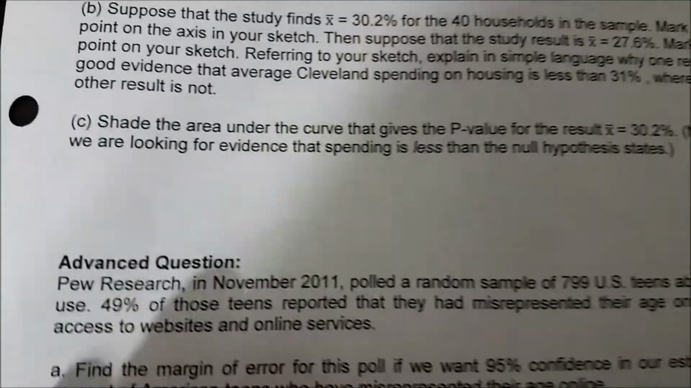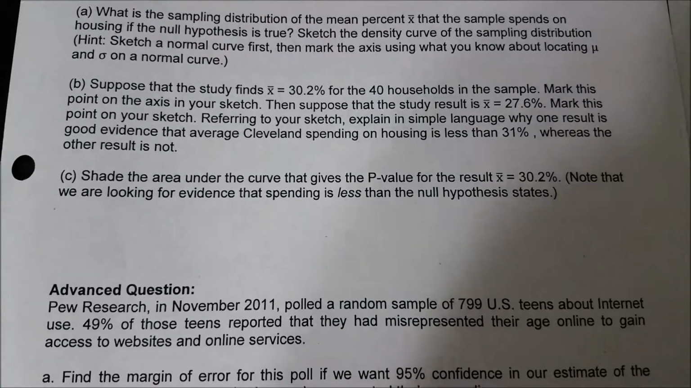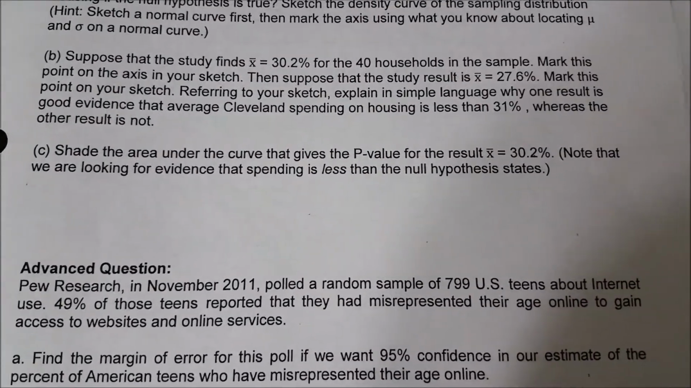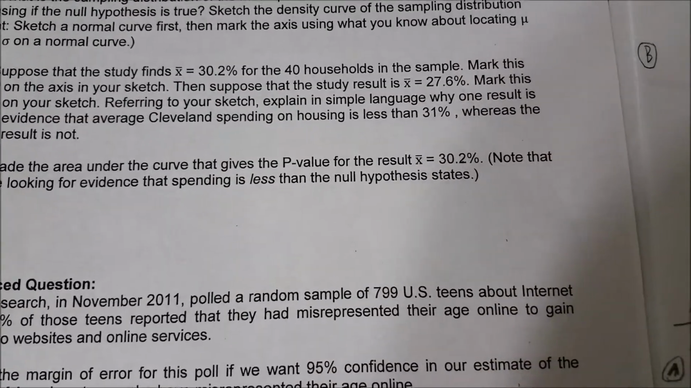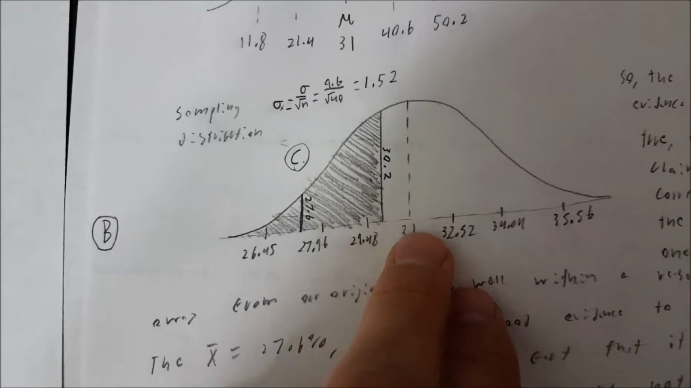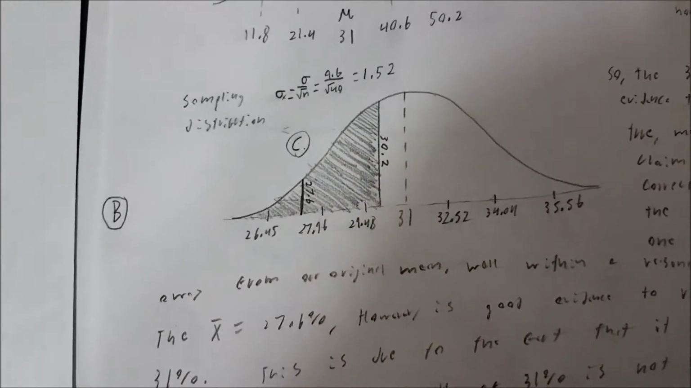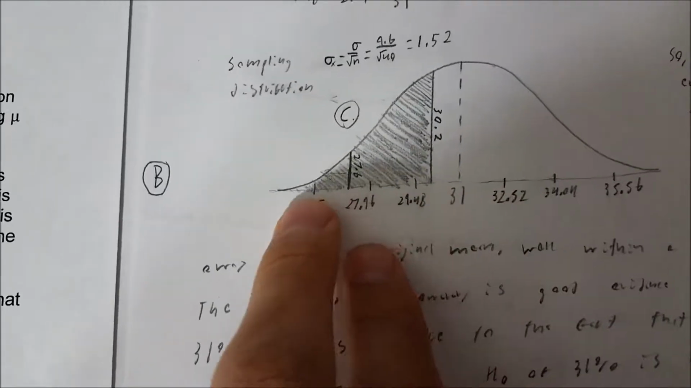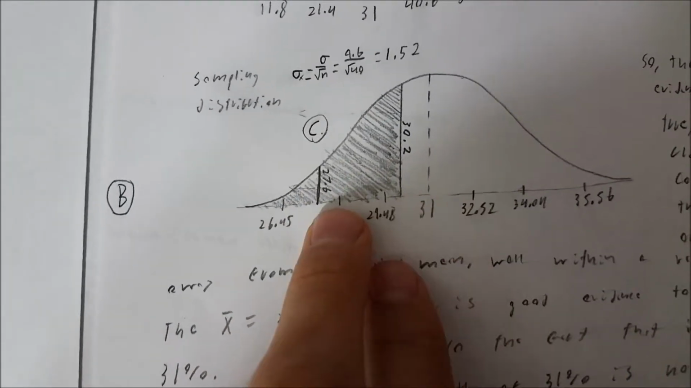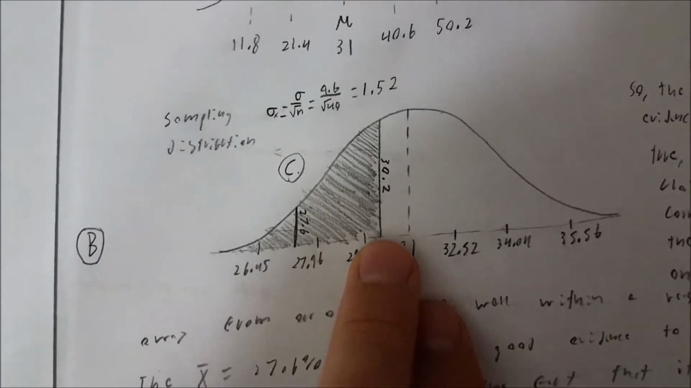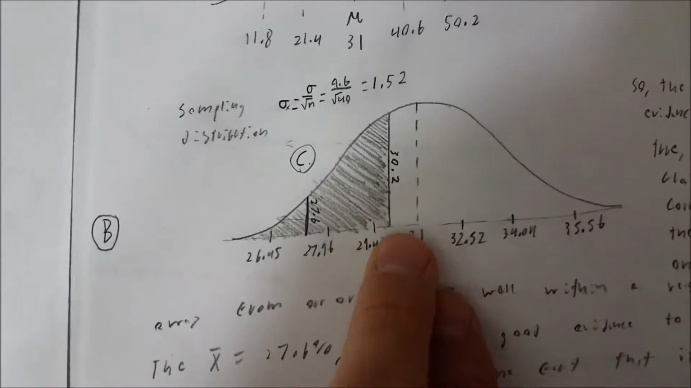Alright. And for C, it says to shade the area under the curve that gives a p-value for the result of 30.2%. Note that we are looking for evidence that spending is less than the null hypothesis states. So as you can see, I have shaded all this. We are looking for where it is less. So all of this shaded area is not good evidence that it's less. We would want less area if we were looking to say that it is less with the 30.2%.